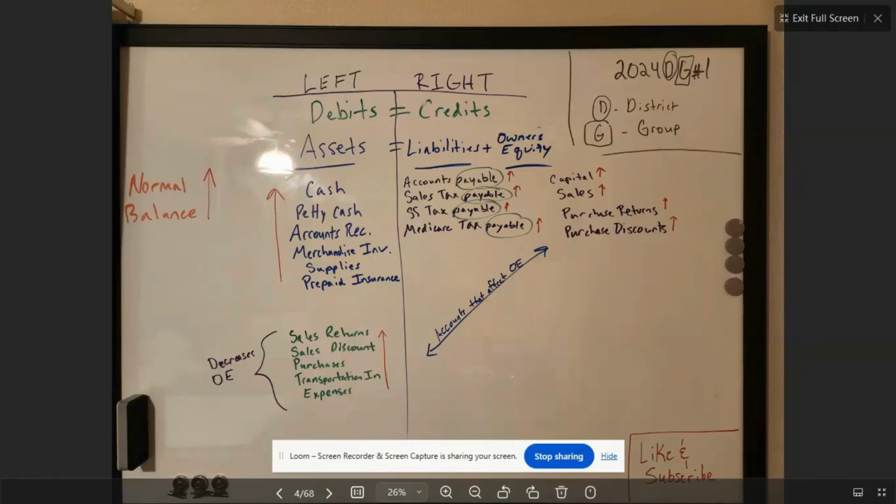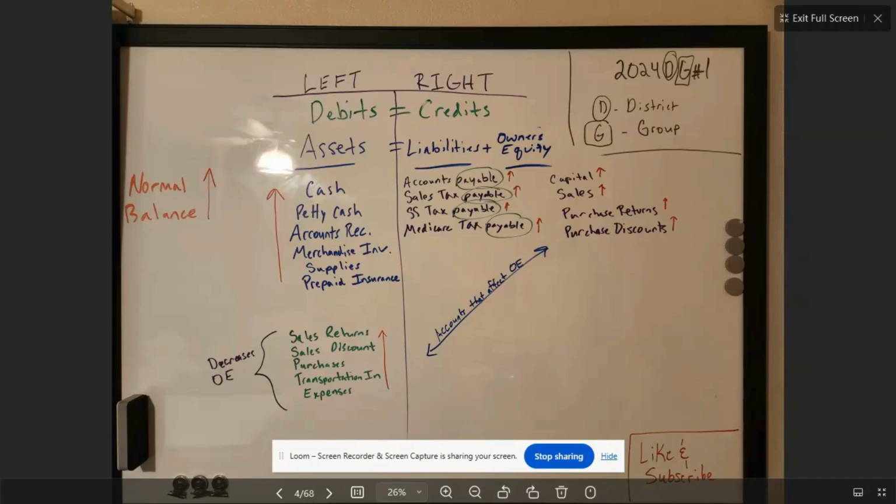Then we have sales. Sales obviously increases owner's equity. Now, before we talk about the other two accounts listed, let's go over and look at things that decrease owner's equity. So I've moved them over here to the debit side because their normal balance will be debits because they're decreasing owner's equity.